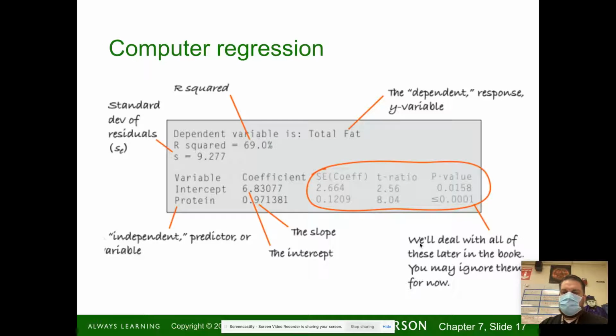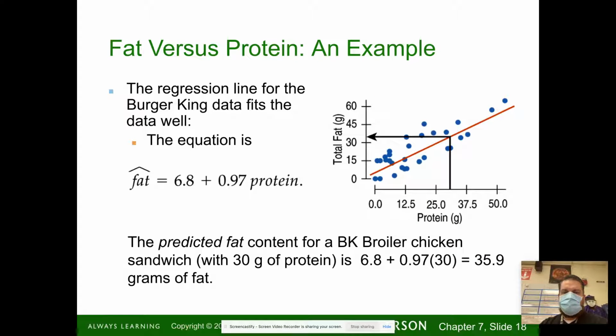We'll deal with this later on in the book when we talk about t-ratio, p-value. That's based on probabilities and the SE coefficient. Lastly, the dependent response is the y-value. Okay. So it's important to label that. In other words, we're saying the more protein something has, the more likely it'll have a certain ratio of fat.